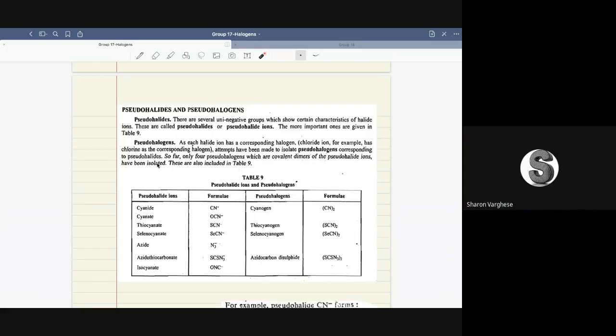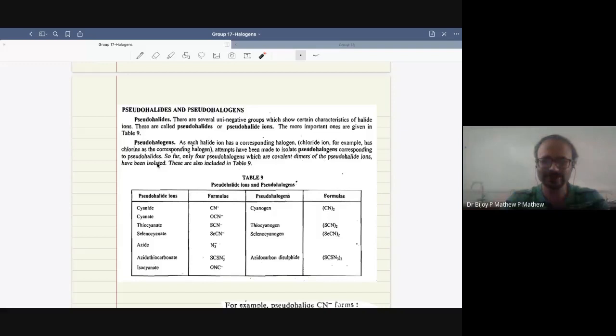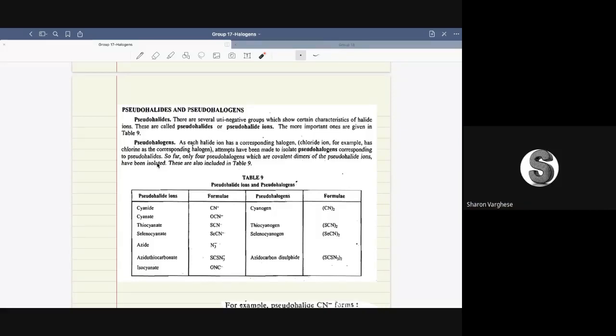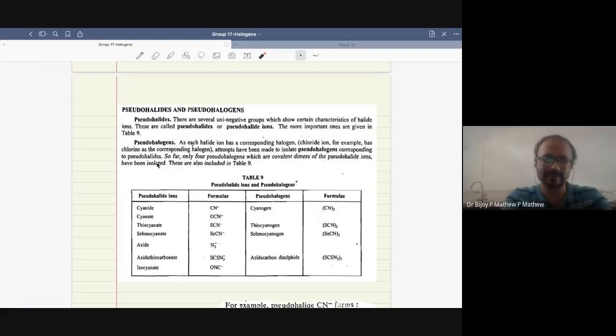Yes, okay. Sir, why are they called pseudo halogens? Could you just respond? Negative charge, uni-negative charge, and shows properties of halogen. Yeah, mainly because pseudo halogens are similar to halogens, but they are not halogens, and that's why they are called pseudo halogens. Okay, very good, thank you.